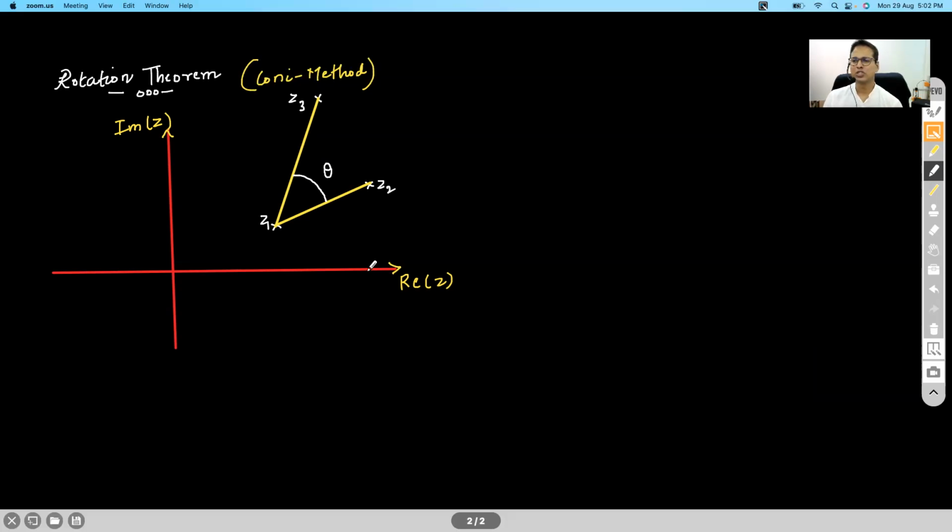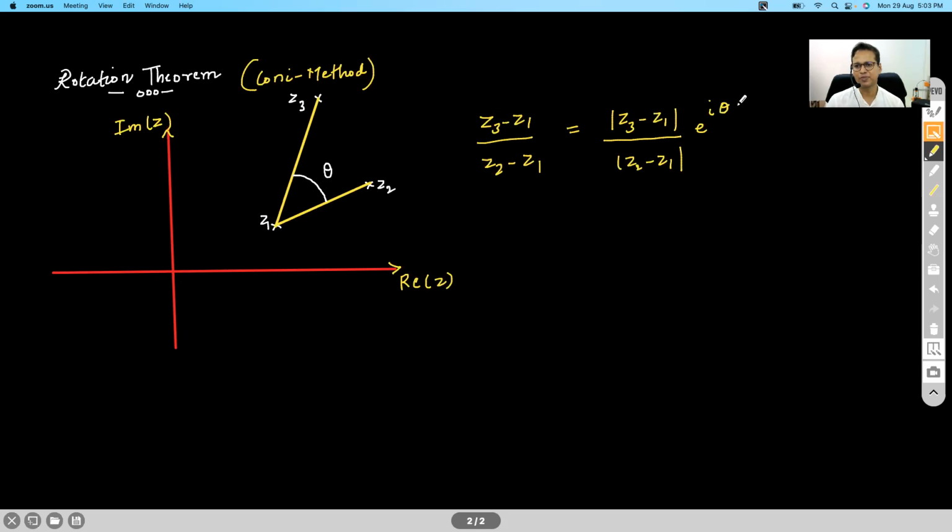So this rotation theorem is basically a theorem which connects Z1, Z2, Z3 and this theta with each other. Let us try to understand what is that theorem. So the theorem goes like this: (Z3 minus Z1) by (Z2 minus Z1) is equal to modulus of (Z3 minus Z1) by modulus of (Z2 minus Z1), times e to the power i theta. Now I'll be proving this theorem, not to worry. We'll prove this theorem in some time.